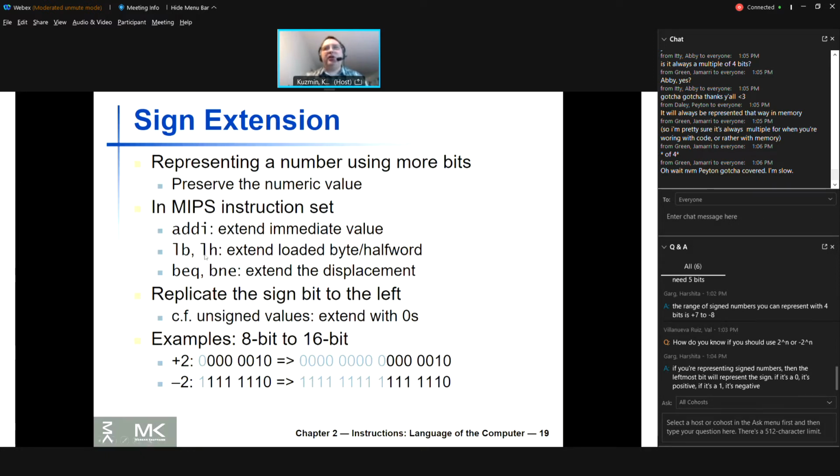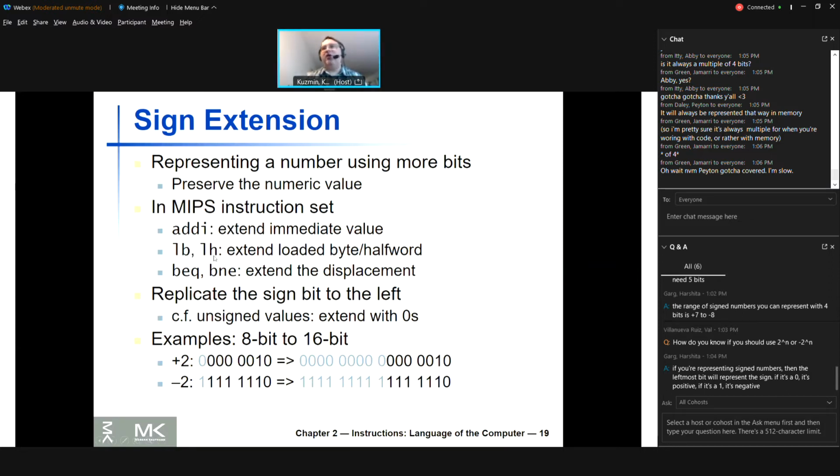And there are also instructions that allow us to load not the entire word from memory, but half a word or even a byte. They're useful when you deal with characters. And those instructions are LB, load byte, LH, load half word.